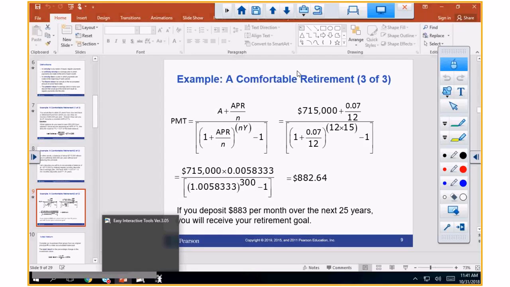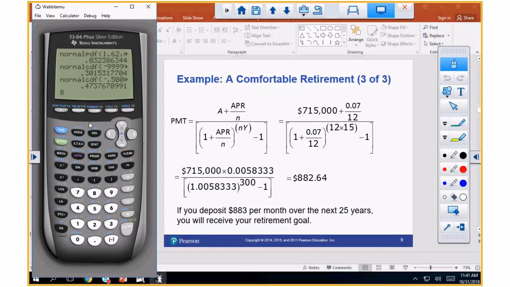And I'm going to try to pull in the calculator right here. There we go. All right, so we've got 0.07 divided by 12, and then enter. That's supposed to be multiplied by, not add. That's wrong. Times 715,000. And that gives us 4170.83.